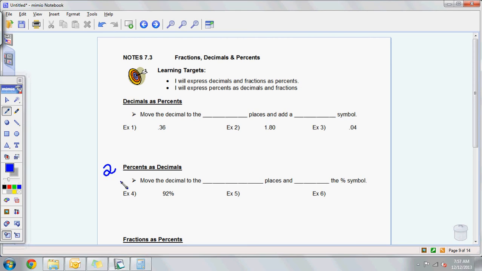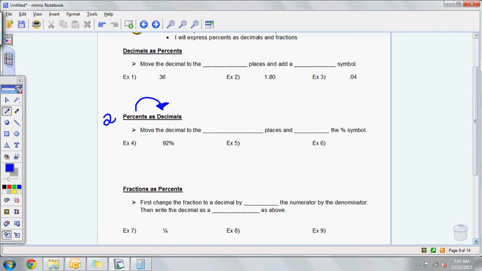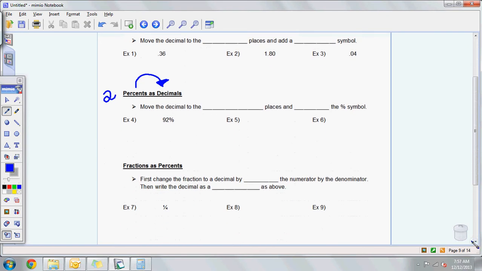Group number 2, you are in charge of converting or changing percents into decimals. That's what we're doing today, a bunch of different conversions or changes. You're going to have a bunch of percents, and your job is to change them into decimals. So let's go ahead and get started with your short little lesson here.